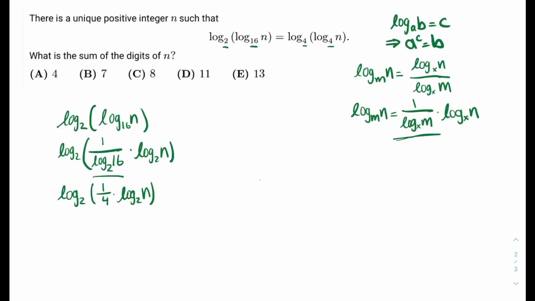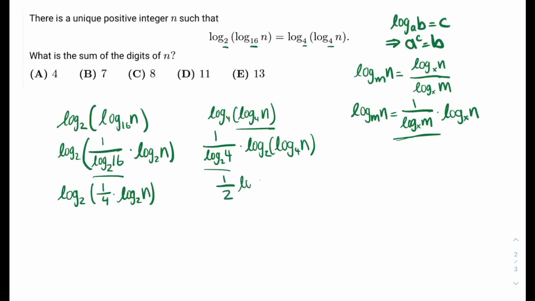So that's the left-hand side. Now let's move on to the right-hand side. We have log base 4 of log base 4 of n. This is the same as 1 divided by log base 2 of 4, times log base 2 of this part right here, which is log base 4 of n. Log base 2 of 4 should be fairly obvious: 2 to the power of 2 equals 4. So 1 divided by log base 2 of 4 is 1/2. So we have a half times log base 2 of log base 4 of n.